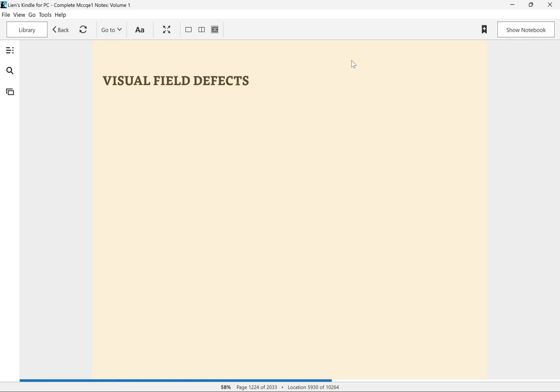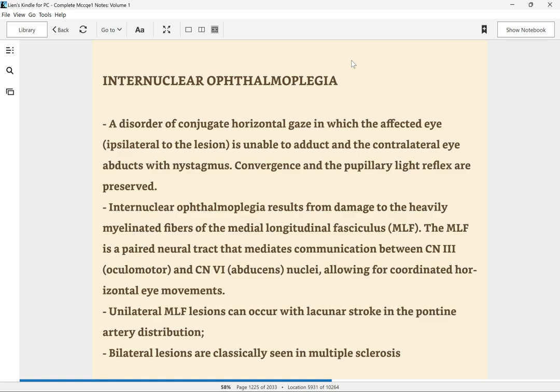Visual field defects. Internuclear ophthalmoplegia is a disorder of conjugate horizontal gaze in which the affected eye, ipsilateral to the lesion, is unable to adduct and the contralateral eye abducts with nystagmus. Convergence and the pupillary light reflex are preserved.